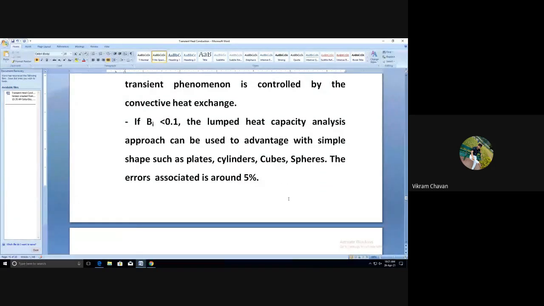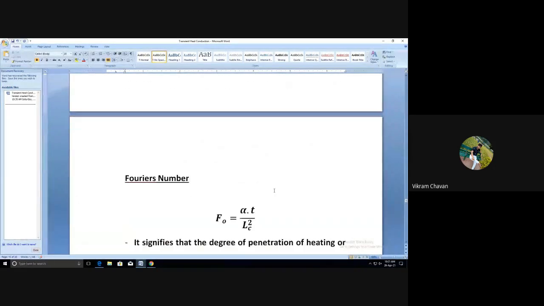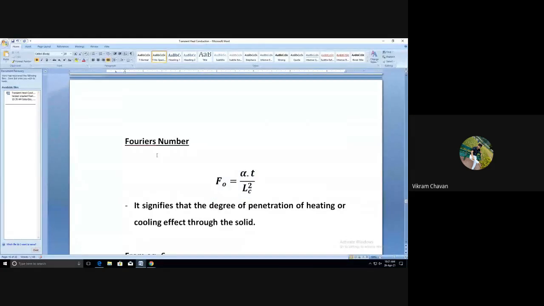Write down the next heading: significance of Fourier number. The Fourier number formula is alpha multiplied by t divided by Lc square. Alpha is nothing but the thermal diffusivity. Diffusivity means how fast the heat can conduct or diffuse in any solid. That is nothing but heat diffusion.